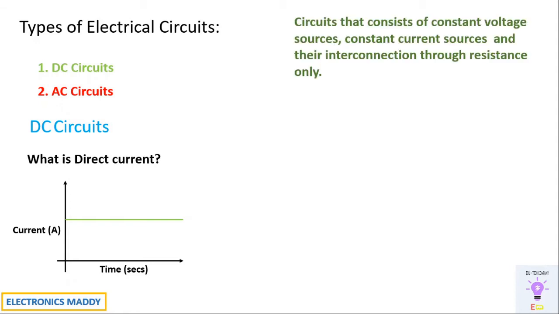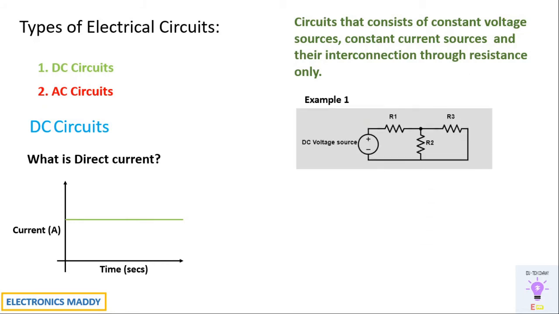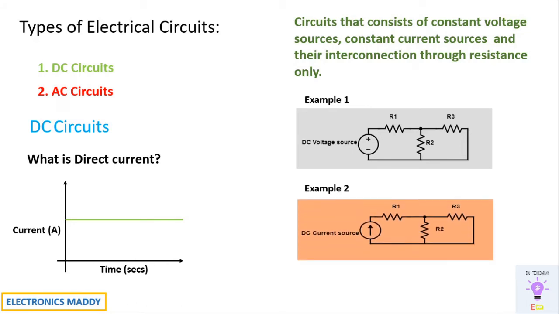So what are DC circuits then? Circuits that consist of a constant voltage source or a current source and their interconnection through a resistance only. These are nothing but DC circuits. If you have a voltage source or a current source that is connected through resistances alone, then these are called DC circuits. An example: a DC source connected to a resistance branch, as shown. Another example is a current source connected to a resistance branch. So these are DC circuits. Basically, a DC voltage source or a current source connected to a resistance branch in this form.